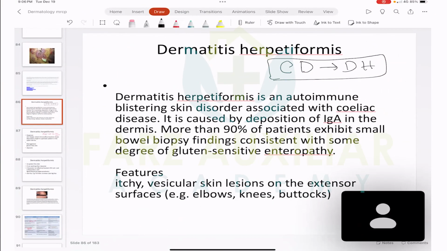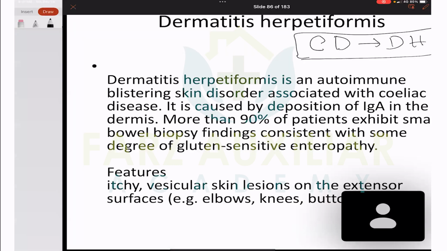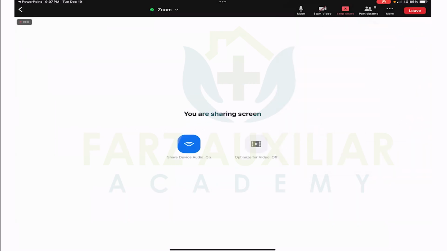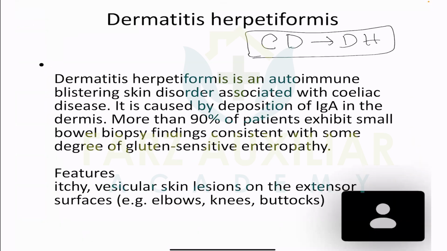Let's start with dermatitis herpetiformis. So blister disease. What is dermatitis herpetiformis? First, you should know that it is an autoimmune disease, as you can read. But what you need to know more about is CD and DH. What is this CD? This is very, very important. Whenever you see this CD, you should memorize the DH. These two are a combination disease actually.